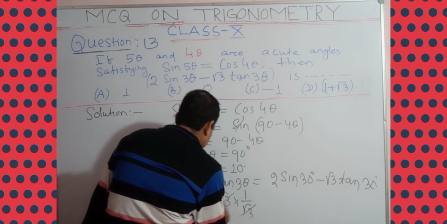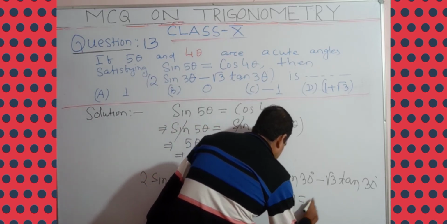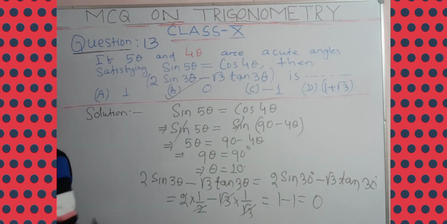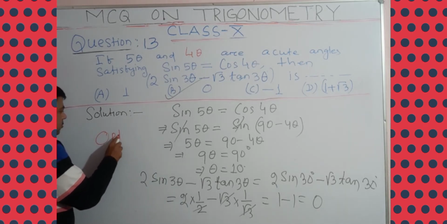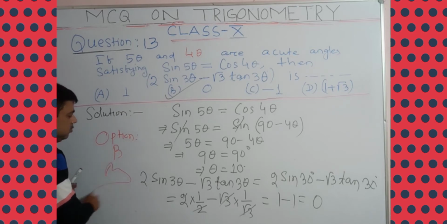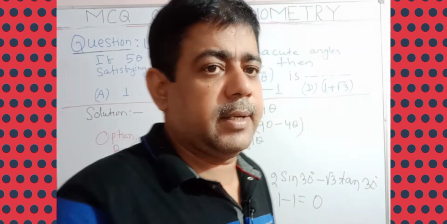Root 3 can be cancelled, 2 can be cancelled. Here 1 minus 1 is equal to 0. Hence B is the correct option. Hence option B is the correct option. Understand?